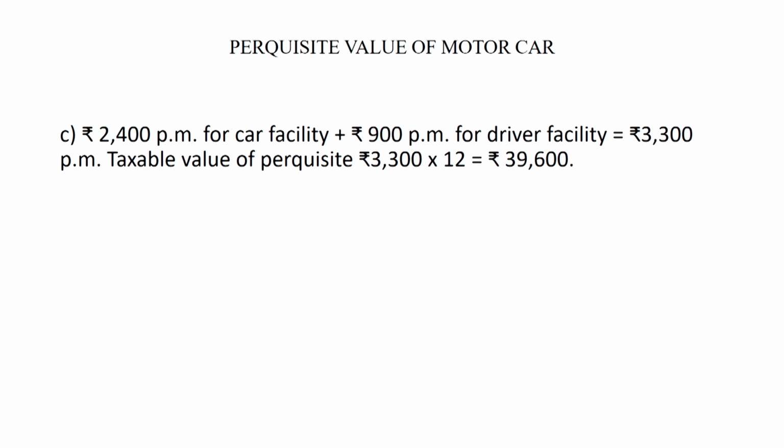In the third case, if the car is used for personal purpose as well as official purpose, in this situation 24,000 per month plus 900 per month for the driver's salary is equal to 3,300. 3,300 into 12 is equal to 39,600, which will be called the value of perquisites. Okay dear students, are you getting the solution of this question? Yes.